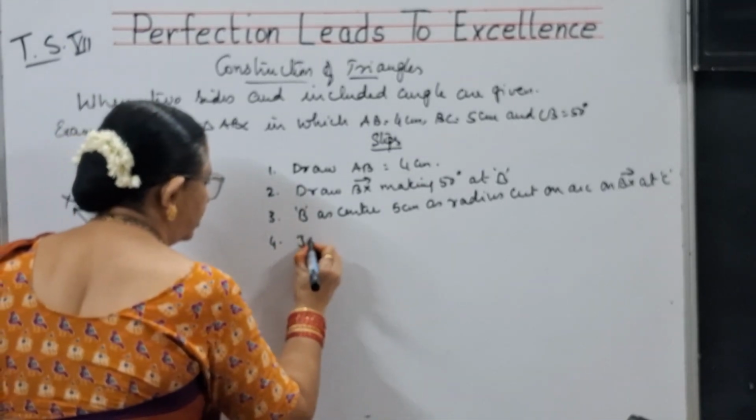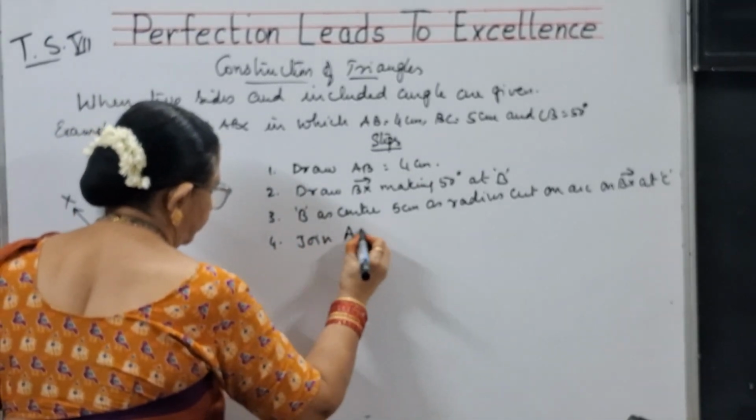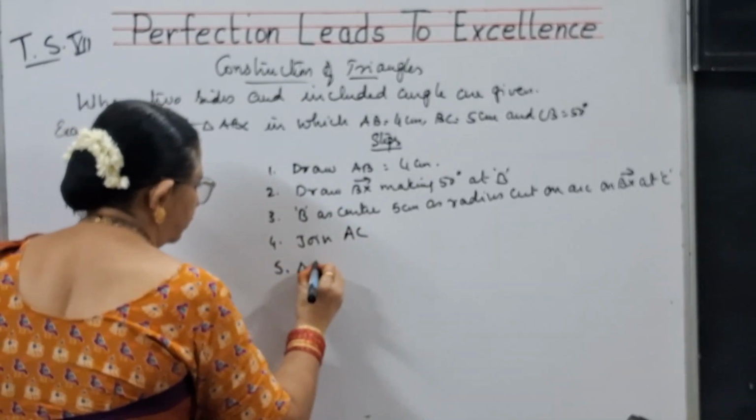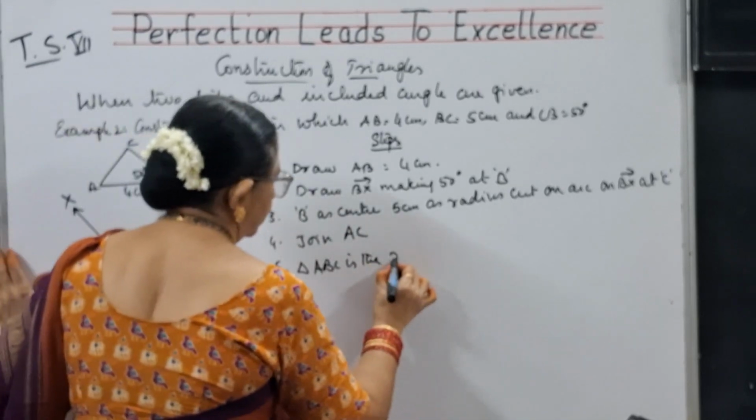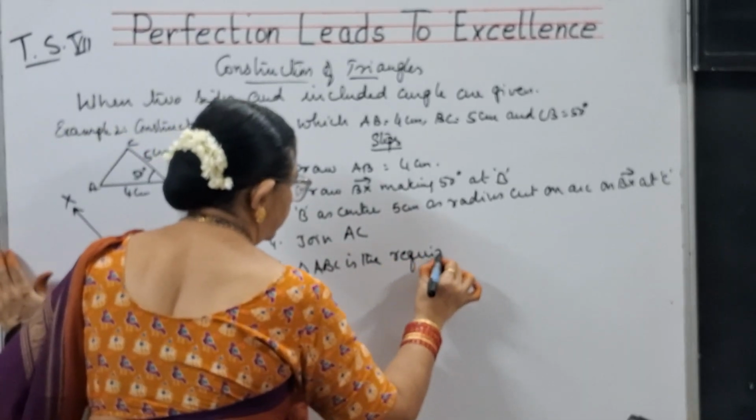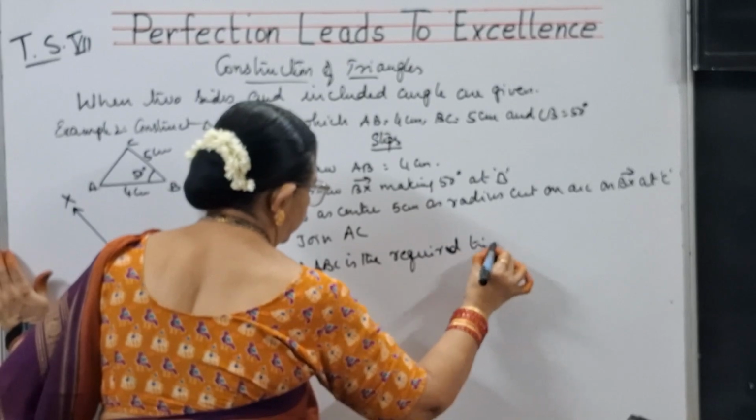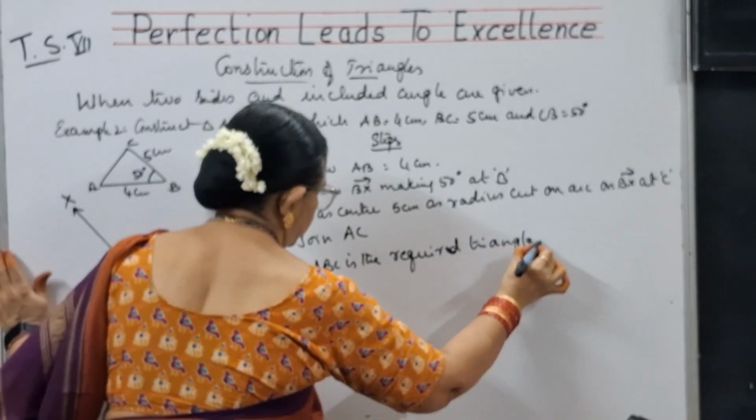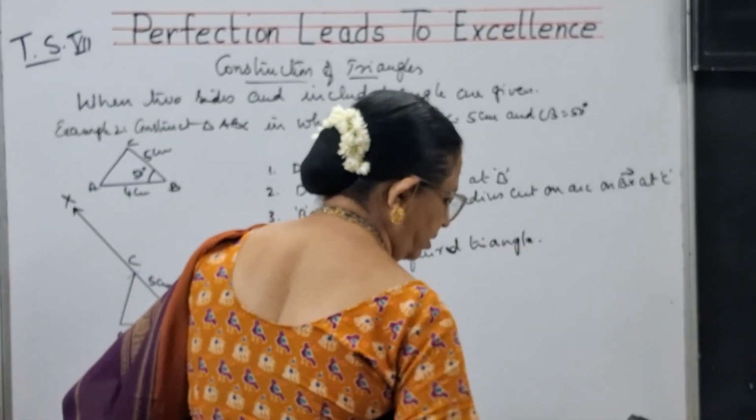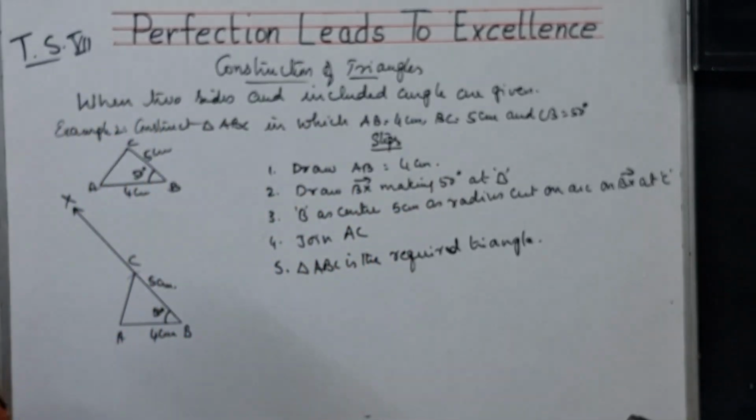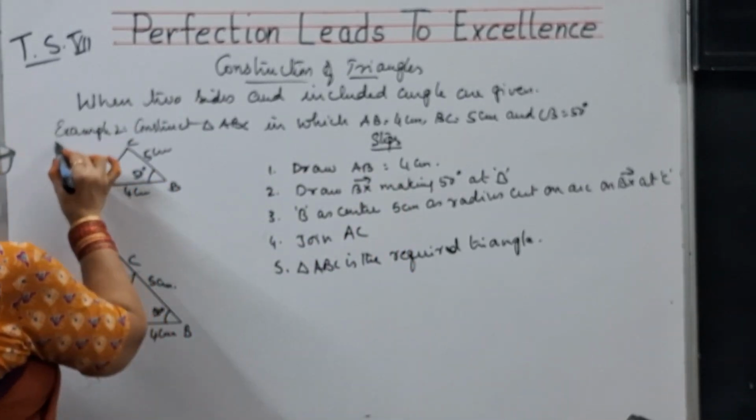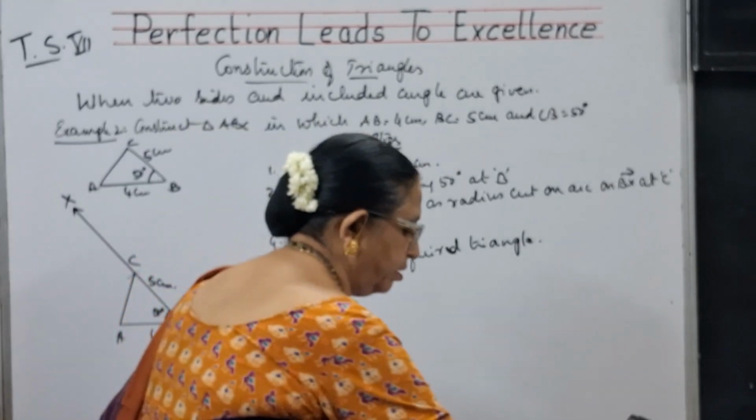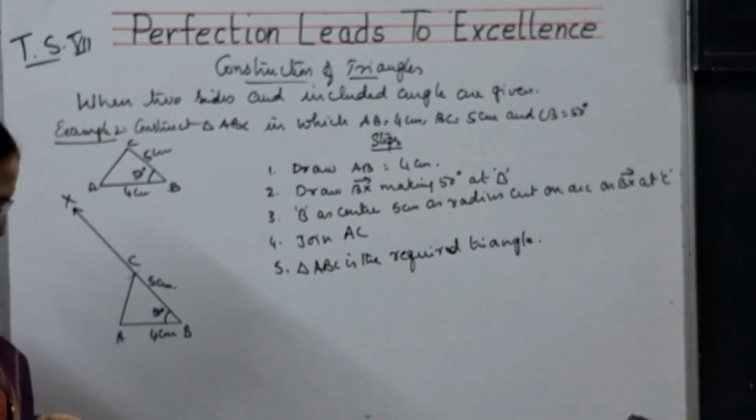And fourth point, what did you do? Join AC. Fifth point, triangle ABC is the required triangle. So this is the construction for this example, children. Please note it down. This is example 2. Let me underline so that you will understand it better. Please write it.